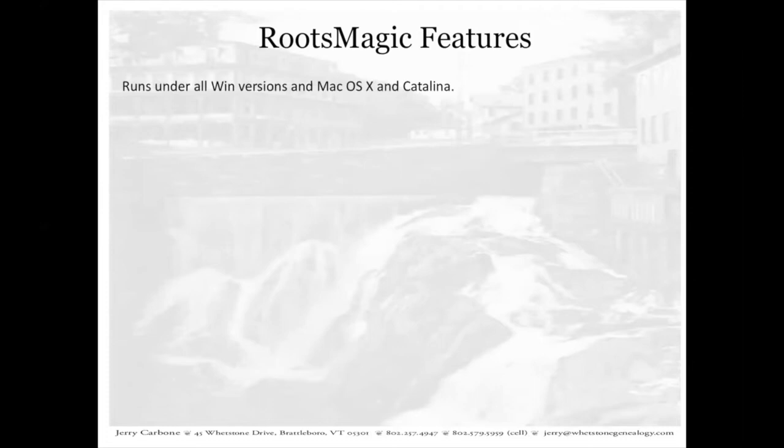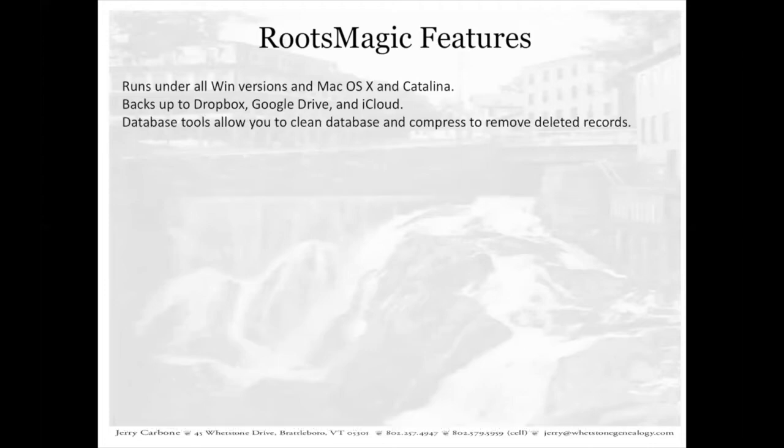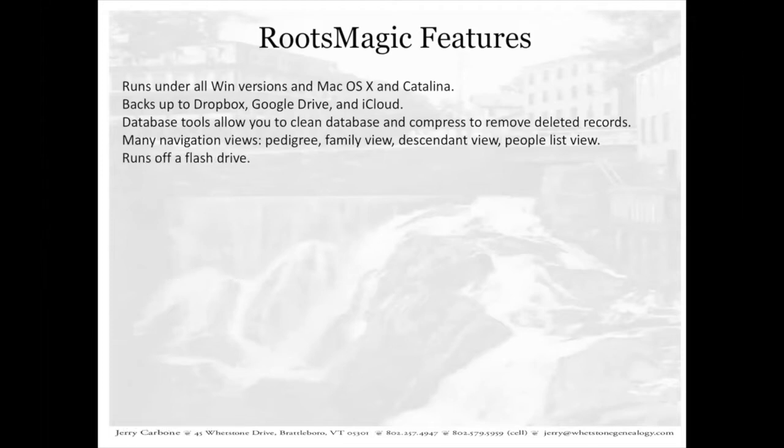So at any rate, here's the features that we're going to look at. It runs under Windows versions and Mac OS. It backs up to Dropbox, Google Drive, and iCloud, so you always have a backup. There are database tools to clean your database and compress to remove deleted records. There are many navigation views: Pedigree, Family View, Descendant View, and People List View. It runs off a flash drive, so you can actually take it with you to the library and use one of their laptops and upload it there and see your database.